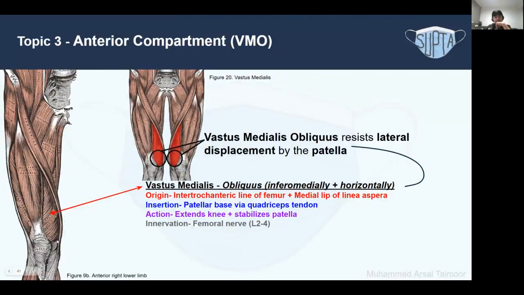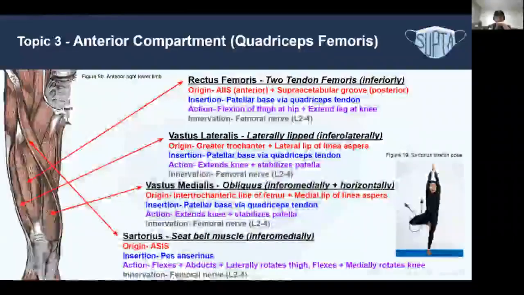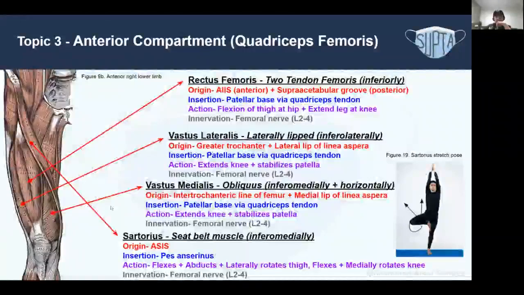So just remember that these muscles will stabilize the patella and they will affect the knee. So extend the knee, stabilize patella, with some exceptions being the rectus femoris and sartorius. And I've also listed the direction these muscle fibers travel, so you can understand the action.